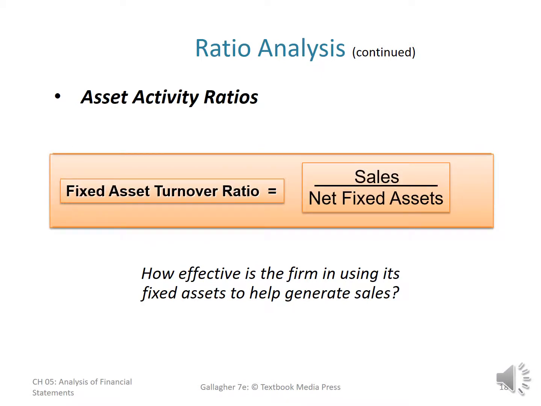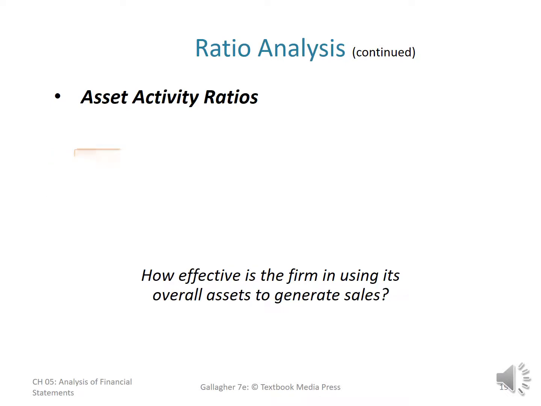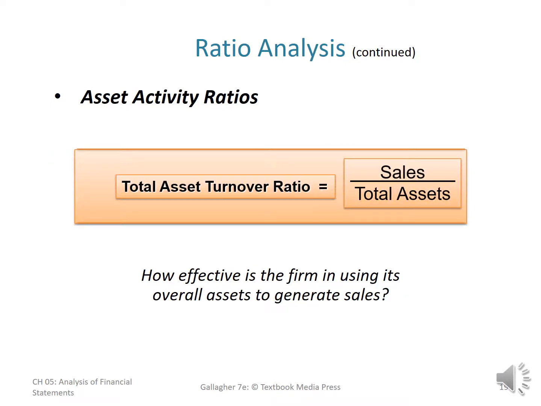Fixed asset turnover ratio equals sales divided by net fixed assets. It measures how effective the firm is in using its fixed assets to help generate sales. Total asset turnover ratio equals sales divided by total assets. It measures how effective the firm is in using its overall assets to generate sales.